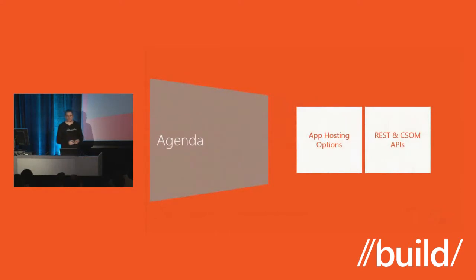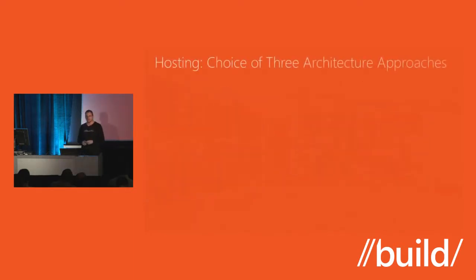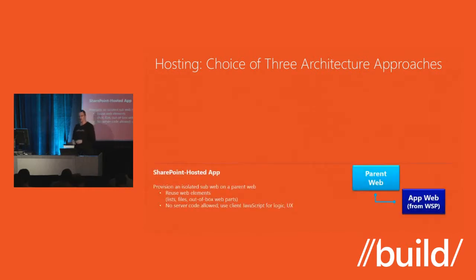As I mentioned, the agenda is to focus on app hosting options, and then look at REST to client-side object model and APIs. When it comes to hosting, there are basically three architectural approaches. The first one is the simplest when it comes to SharePoint, and we call this the SharePoint hosted app.